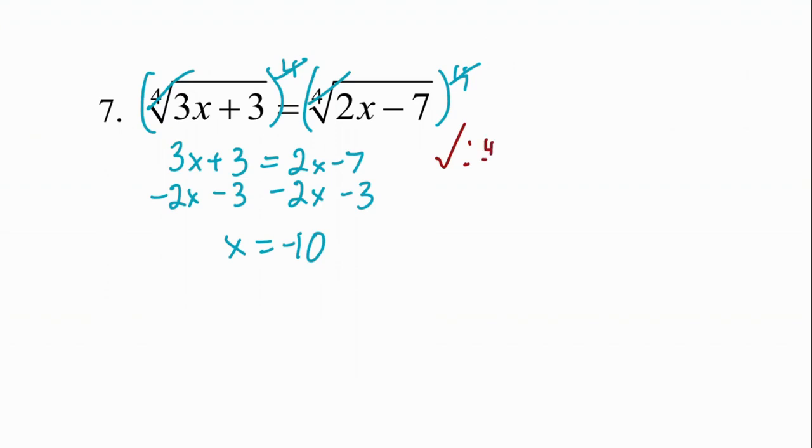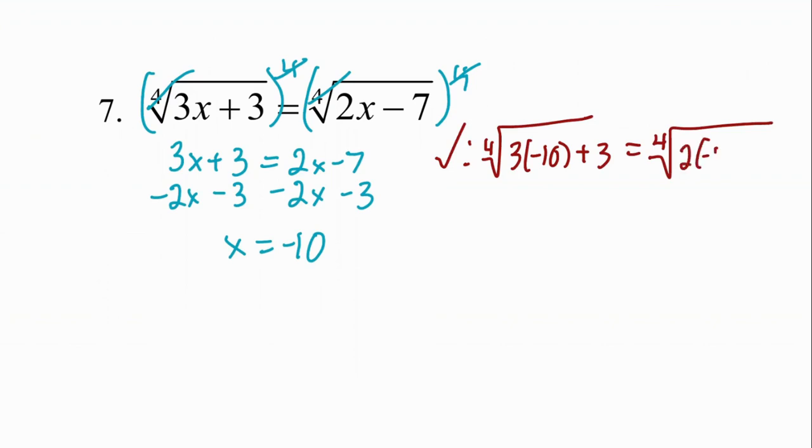So we're doing the fourth root of 3 times negative 10 plus 3. And we want that equal to the fourth root of 2 times negative 10 minus 7. So 3 times negative 10 is going to be negative 30 plus 3 is a negative 27. And 2 times negative 10 is a negative 20 minus 7 is a negative 27.